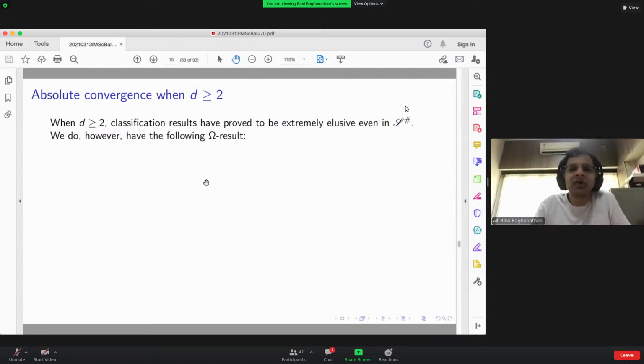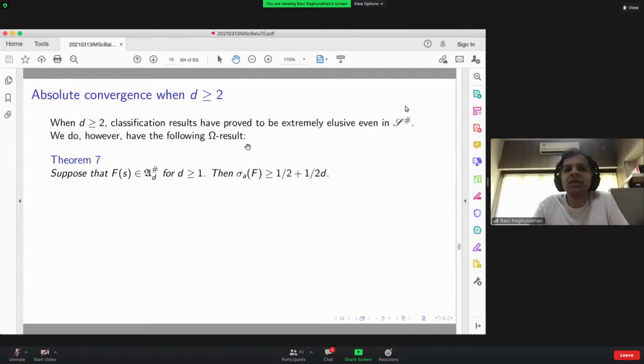But we do have the following omega result. If F(s) is in A sharp, D, for D bigger than or equal to 1, then we can prove that the abscissa of absolute convergence is greater than or equal to 1/2 plus 1 over 2D. That much we can prove. In particular, when D equals 1, we know the abscissa of absolute convergence is 1, because we have a complete classification. For D equals 2, we get 3 by 4. And in general, we get 1/2 plus 1 over 2D. Okay.